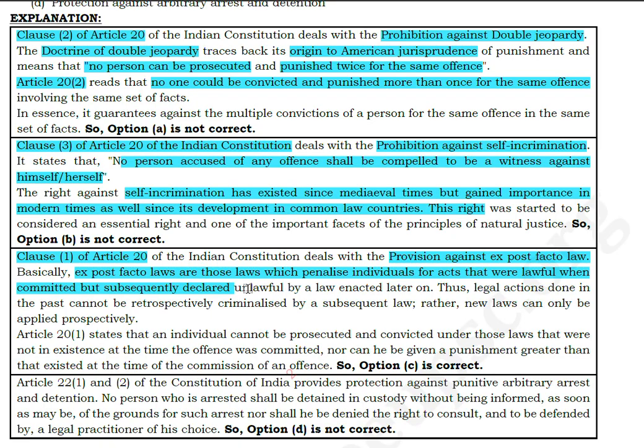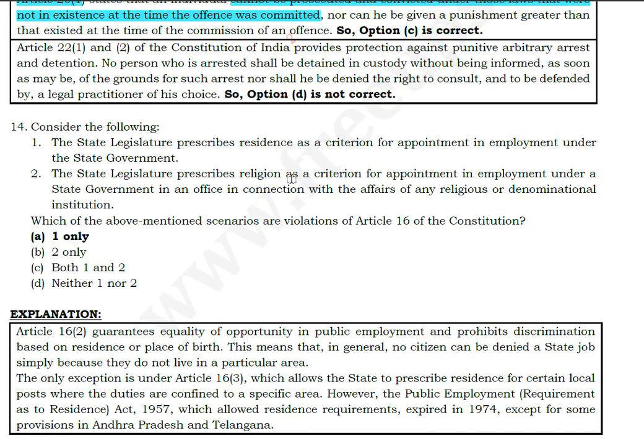Rather, new laws can only be applied prospectively. Article 21 states that an individual cannot be prosecuted and convicted under those laws that were not in existence at the time the offense was committed, nor can he be given a punishment greater than that which existed at the time of commission of an offense. So option C is correct.